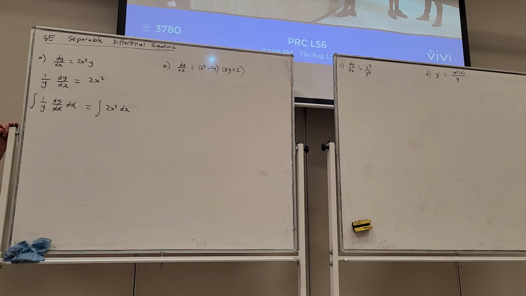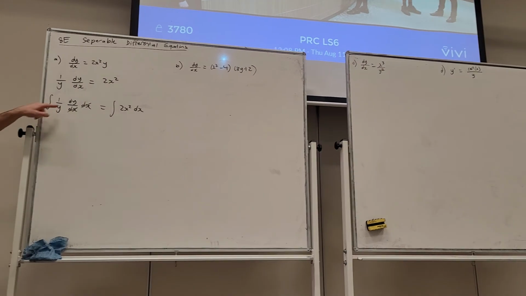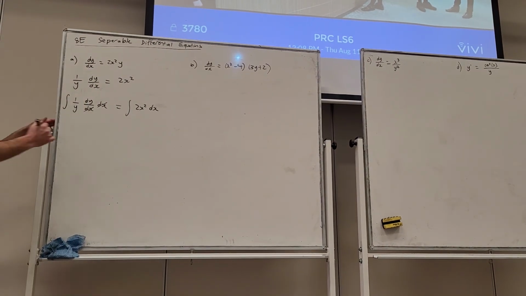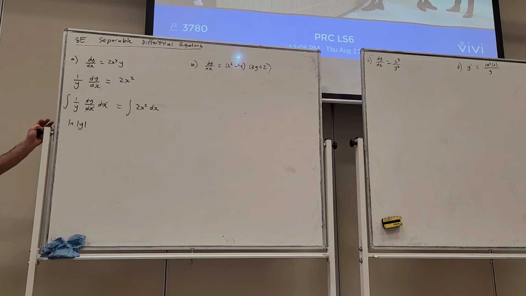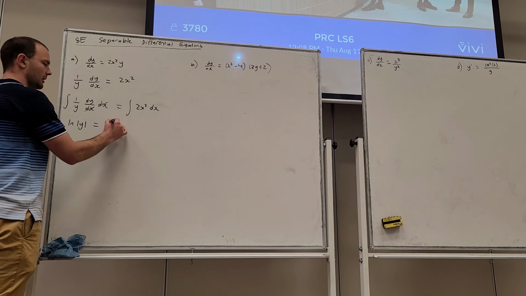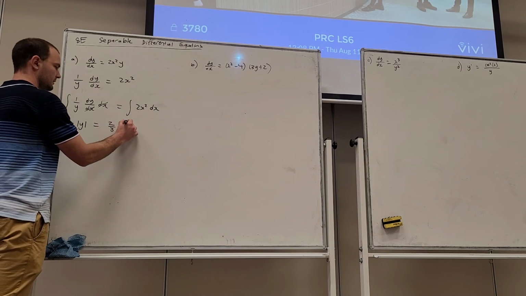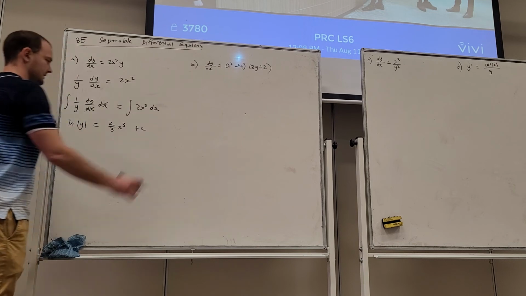And so the left-hand side becomes the integral with regards to y. We've got the integral of 1 on y with regards to y, and that's going to be ln the modulus of y. And on the right-hand side, we're going to have 2 on 3 x to the 3 plus c.